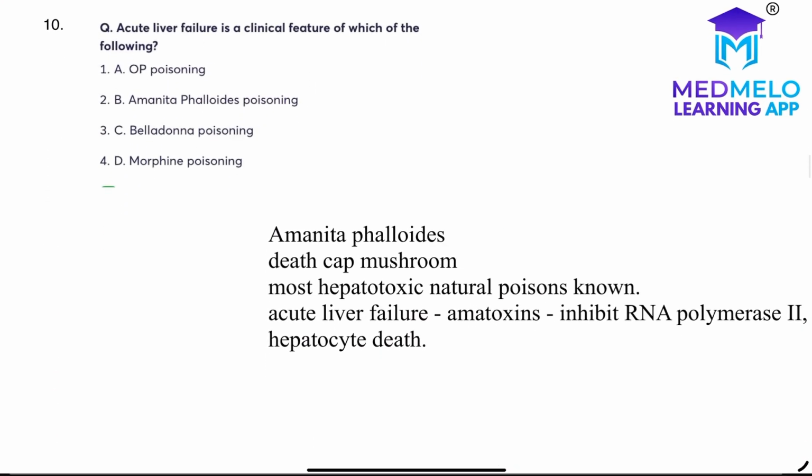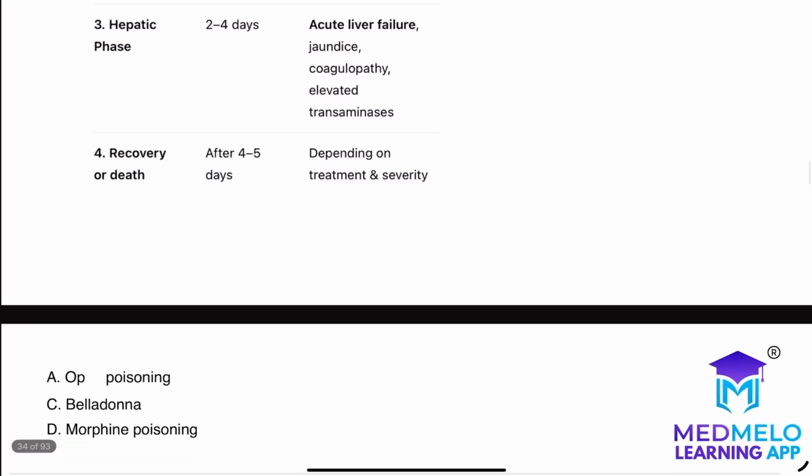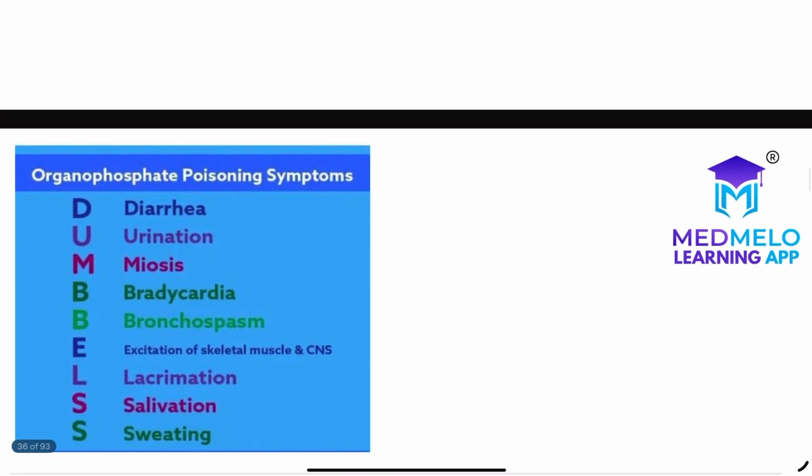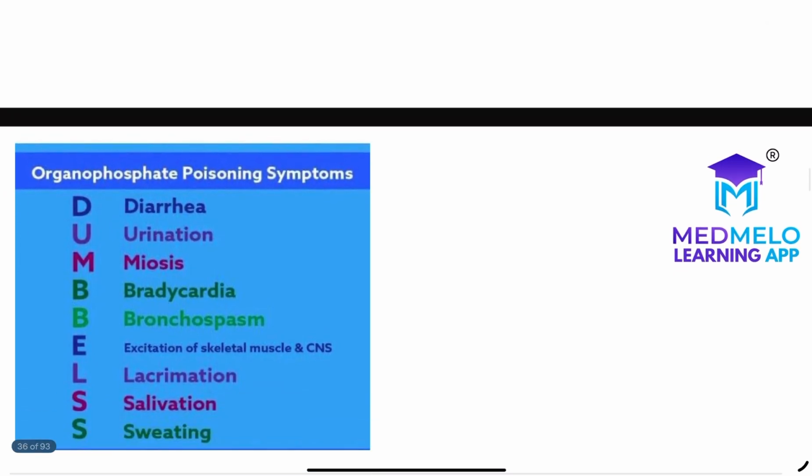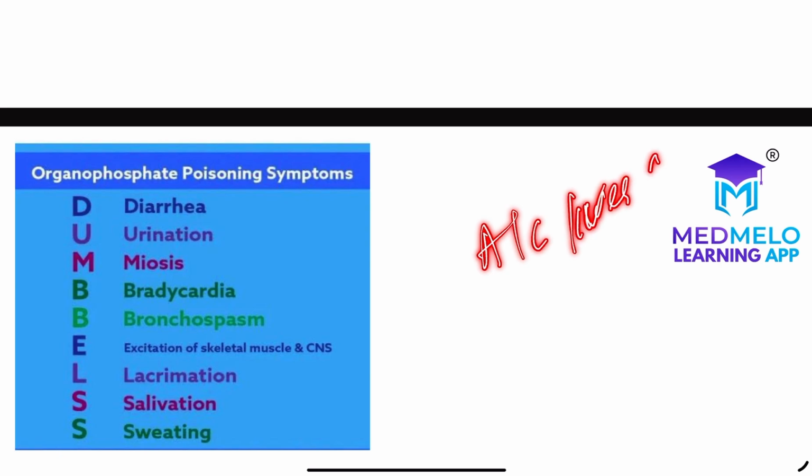Then the next question is, acute liver failure is a clinical feature of which of the following? First option is OP poisoning. What are the symptoms of OP poisoning? In the question, they are asking about acute liver failure. But first option is OP poisoning. In OP poisoning, what are the symptoms? There are nicotinic and muscarinic symptoms.